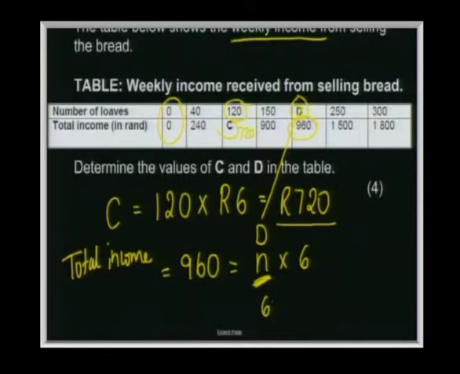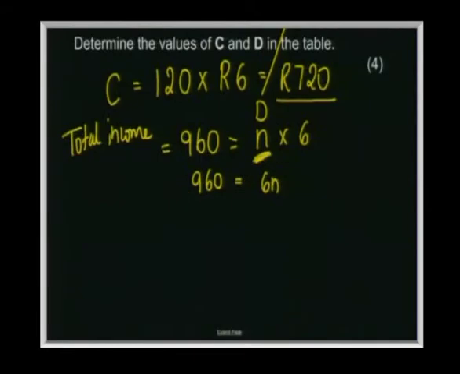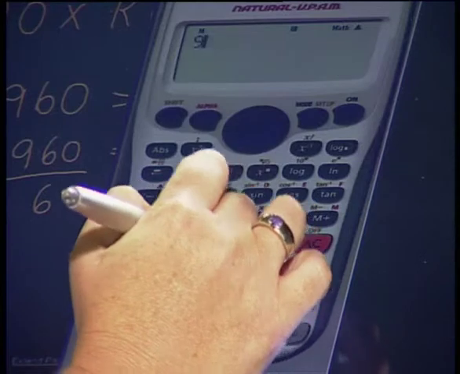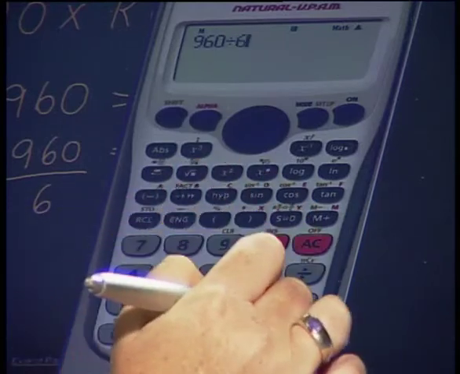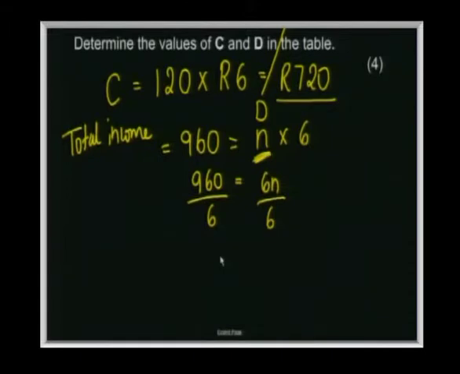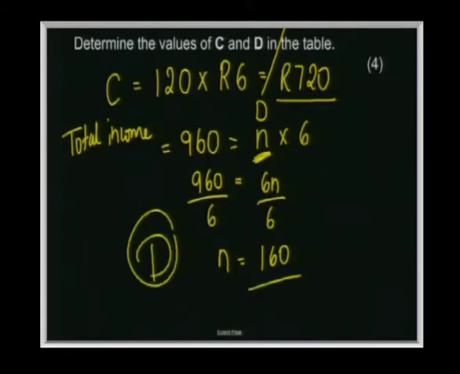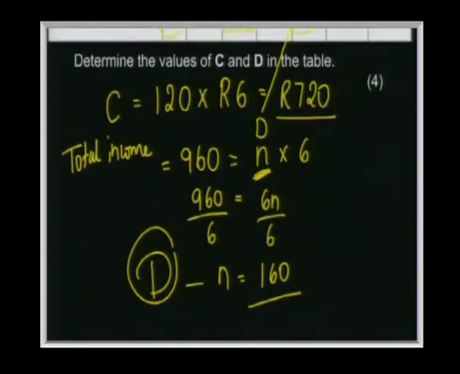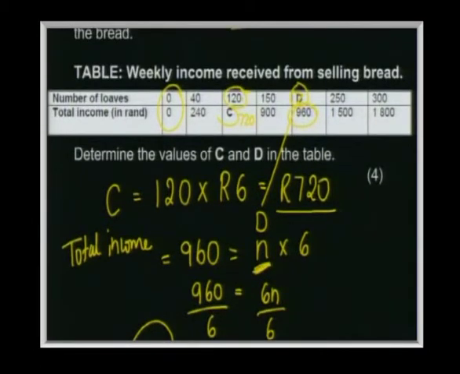So 6N is equal to 960. I'm going to divide that by 6, that by 6. 960 divided by 6 is 160. So N is equal to 160. So that means that the value of D is 160 loaves. So we can write that in here.